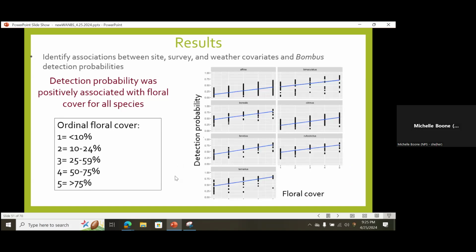And so here are those ordinal floral cover categories. It was 1 through 5, based on the observers' estimate of the percent of area in the 3 acres covered by blooming flowers. So it's pretty rough. We didn't have time to do detailed vegetation surveys, but even with this rough measure, all 7 species, as you know from the word cloud, had a positive association; they were more detectable when there was more floral cover.